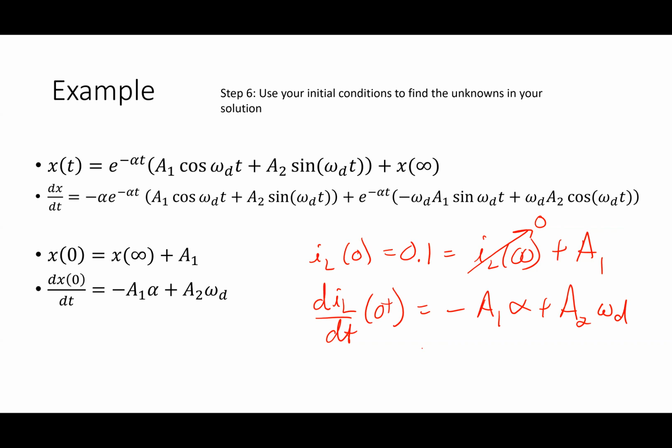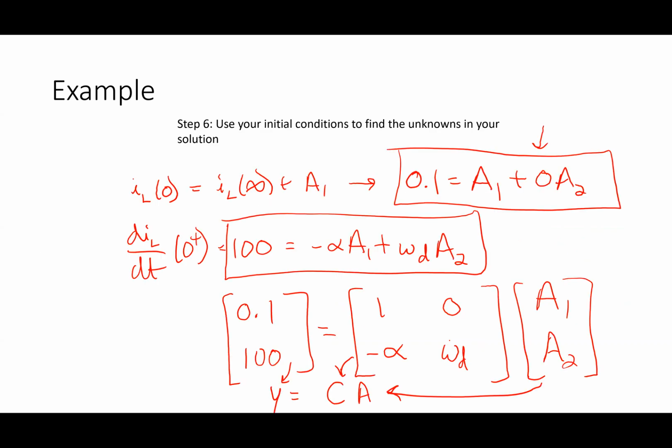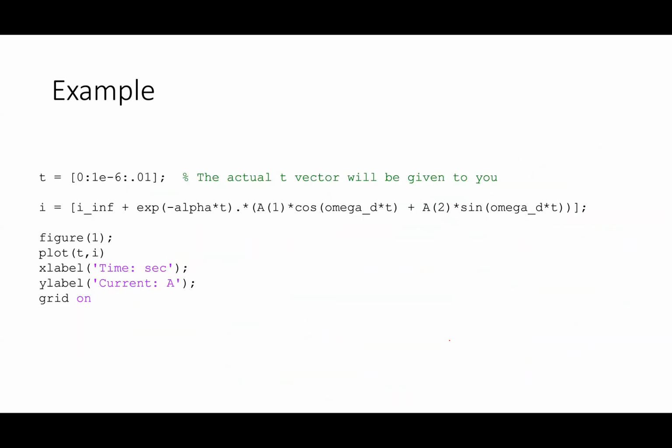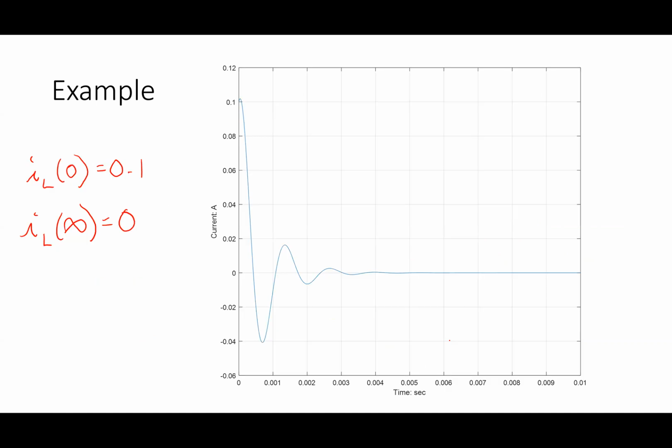We said this was equal to 100. I plug in my values of alpha and my omega d values. We're going to look at this at the beginning next time, but what I am going to get with this ultimately is this result. Let's just do a quick check. We said IL of infinity, the steady state value, should be 0. We said the initial condition should be 0.1. Well, I see my steady state value is 0. I see my initial condition is up there at 0.1.